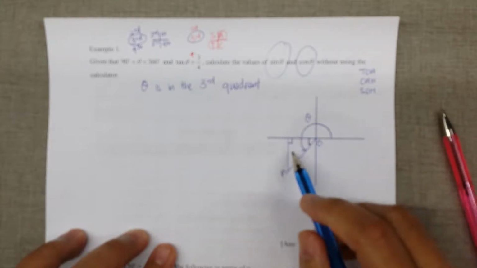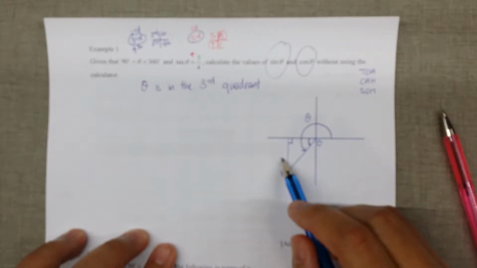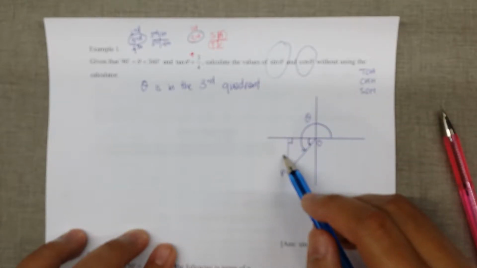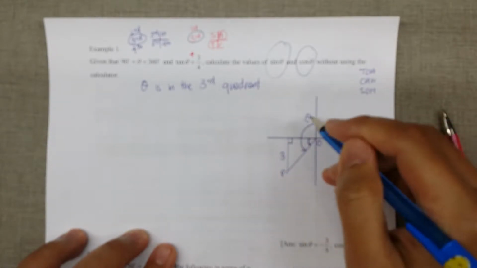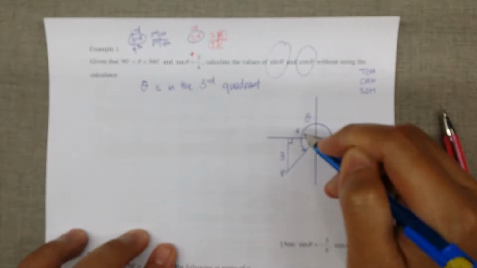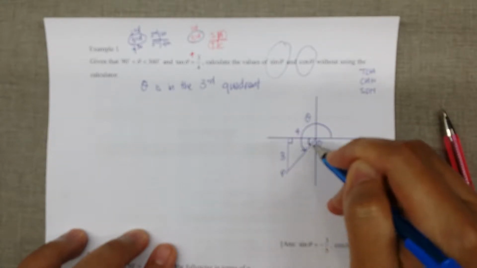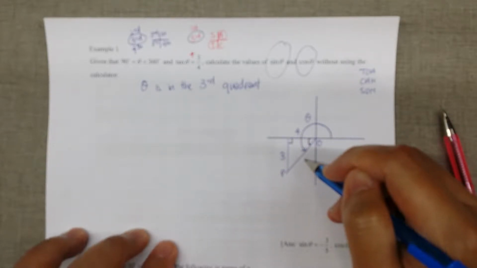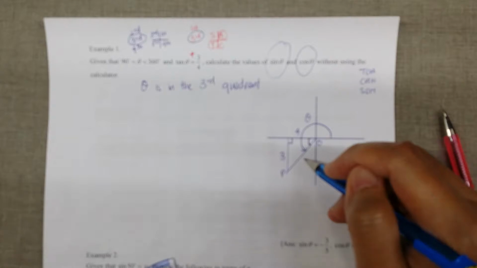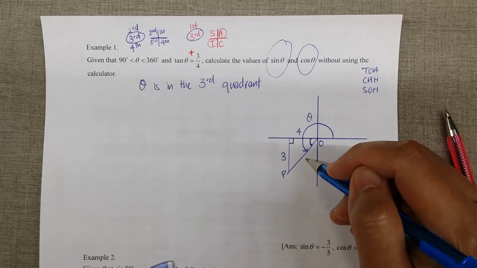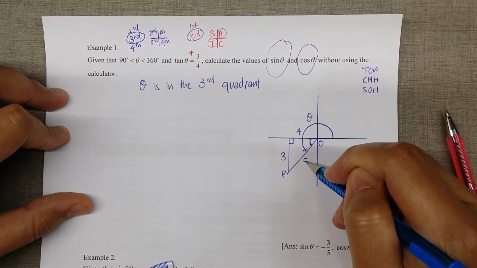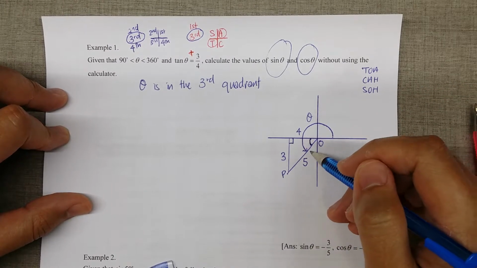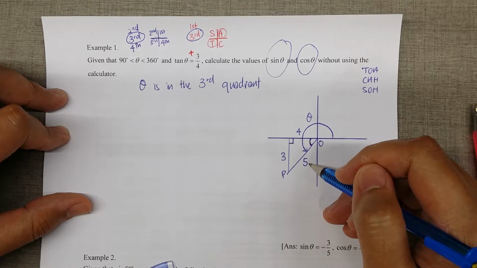Right? This will be opposite. Tangent is opposite over adjacent. Opposite is 3. Adjacent must be 4. The last one is the hypotenuse. If this is 3, this is 4, Pythagoras theorem tells me that this must be 5. Okay? So 3, 4 and 5. 3 squared plus 4 squared gives me 5 squared.